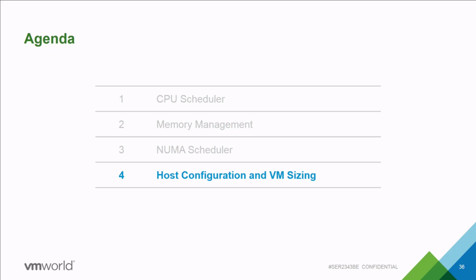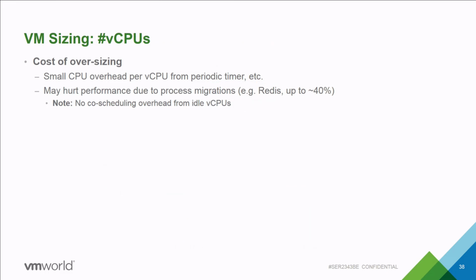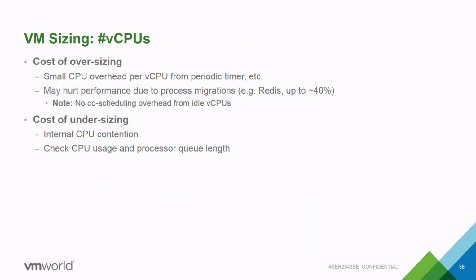Okay, so the last topic is about VM sizing. I will skip this one because the message is a bit confusing, I think. For VM sizing, basically there are two issues, right? One is how to avoid oversizing, and another is how to avoid undersizing.